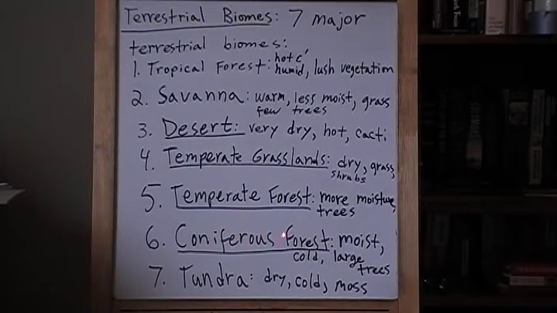Then further north, about 60 degrees north and south, you have the coniferous forest, and this is more moist, but it's cold and the trees are larger. And then finally we have the tundra, this being further north than the coniferous forest, and this is in areas like Russia and places very far north. Dry, cold, and the vegetation is small moss and other shrubs.